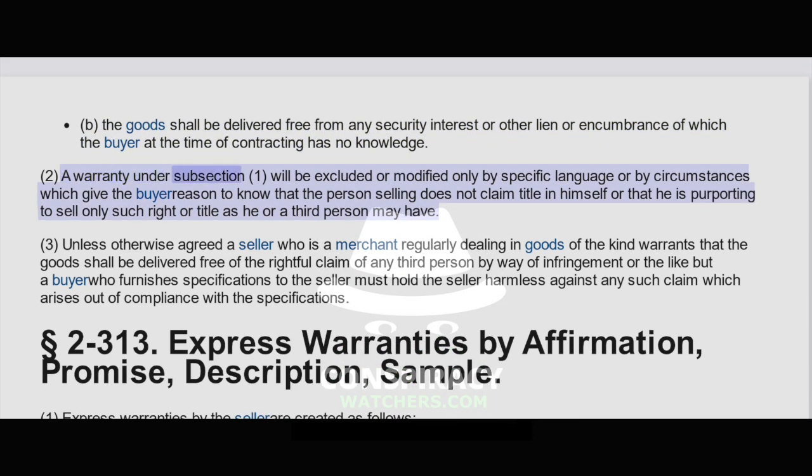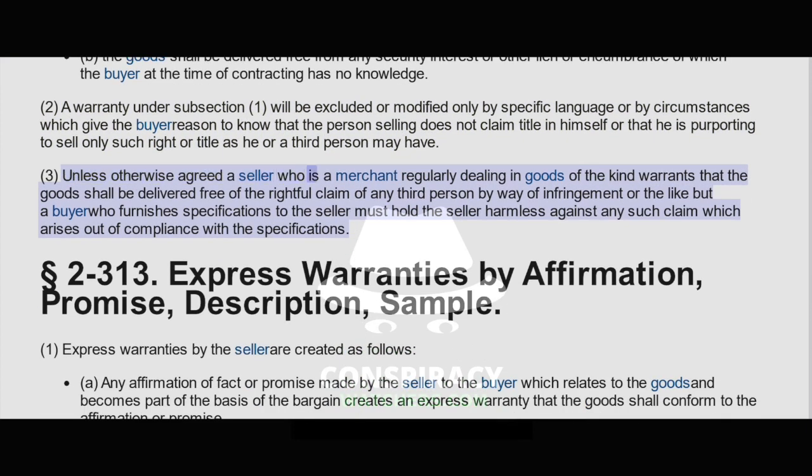A warranty under subsection will be excluded or modified only by specific language or by circumstances which give the buyer reason to know that the person selling does not claim title in himself, or that he is purporting to sell only such right or title as he or a third person may have. Unless otherwise agreed, a seller who is a merchant regularly dealing in goods of the kind warrants that the goods shall be delivered free of the rightful claim of any third person by way of infringement or the like, but a buyer who furnishes specifications to the seller must hold the seller harmless against any such claim which arises out of compliance with the specifications.